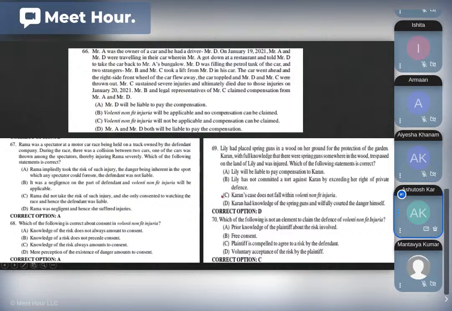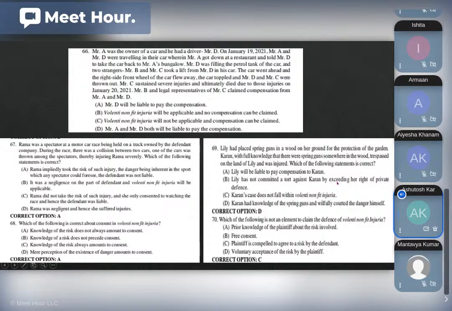But keep in mind to stick to the amount of information which has been given to you in the passage. They only expect you to apply the principles which have been given to you. And based on that, option D is absolutely the correct answer. Karan had the knowledge of spring guns and willfully courted the danger himself, which means यहाँ पे क्या हुआ है? Voluntary non-fit injury का है, मतलब defense. Lily will not be liable उसके लिए. Lily has not committed a tort against Karan by exceeding her right of private defense.